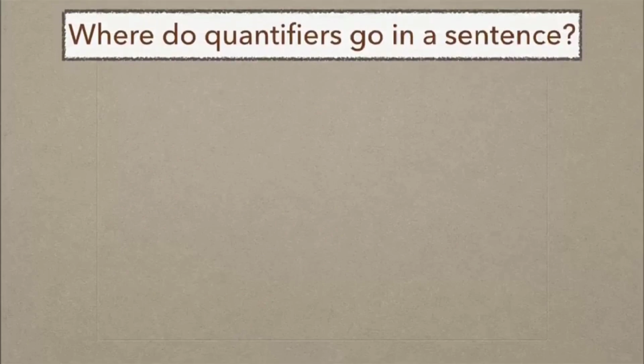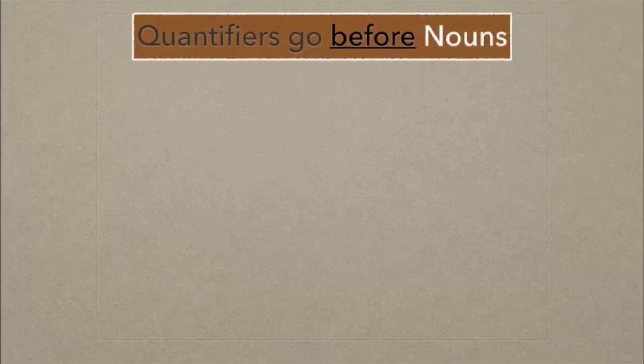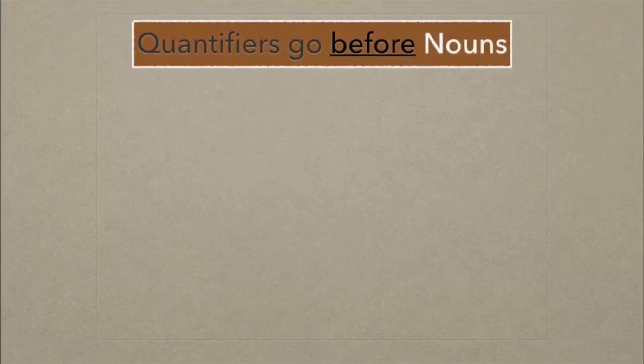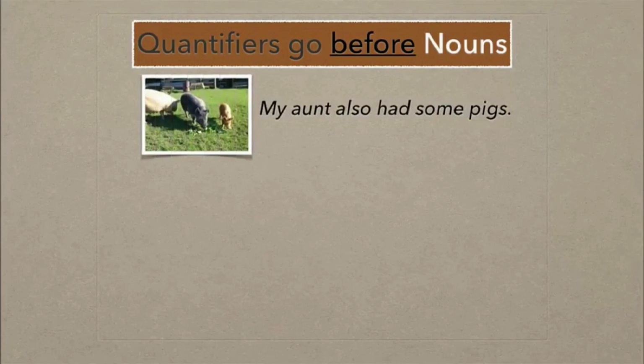Now, you may be wondering, where do quantifiers go in a sentence? Quantifiers go before nouns, before the nouns that they mark. Here's an example sentence. My aunt also had some pigs. Some is the quantifier. Pigs is the noun.